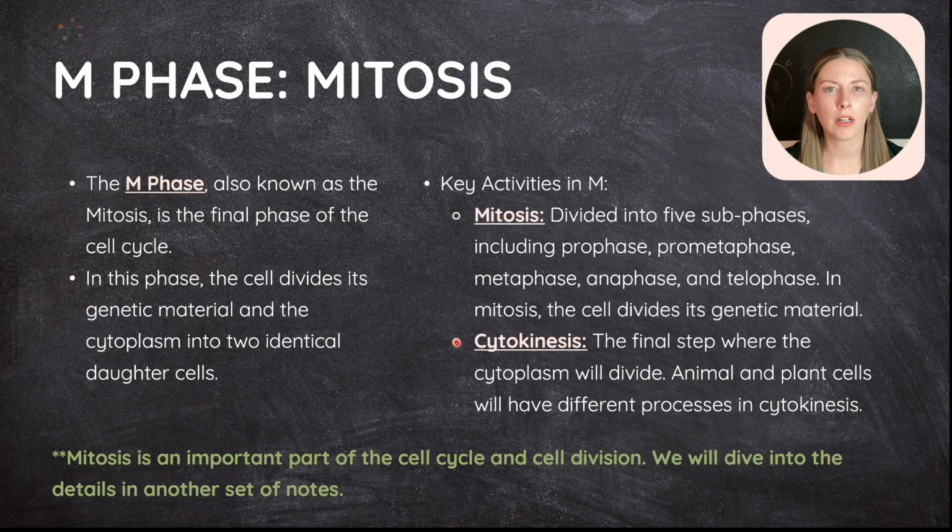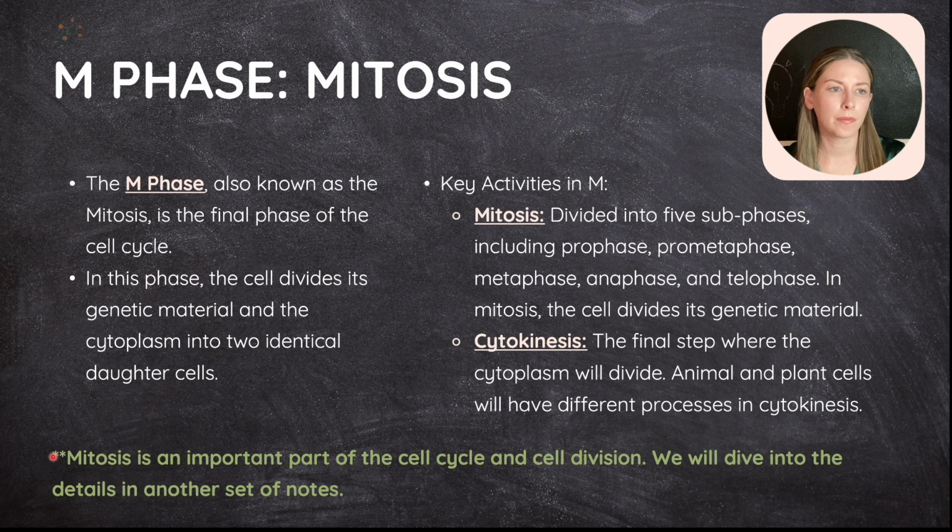After telophase, something called cytokinesis occurs, and this is where the cell divides its cytoplasm and is the final step that results in the actual two identical daughter cells. And this process looks different in different organisms, like in plants and animals. Mitosis is an important part of the cell cycle, and this is only a very brief overview of the steps that make mitosis possible. In another video lesson, we will dive much deeper into what happens during this stage of the cell cycle.